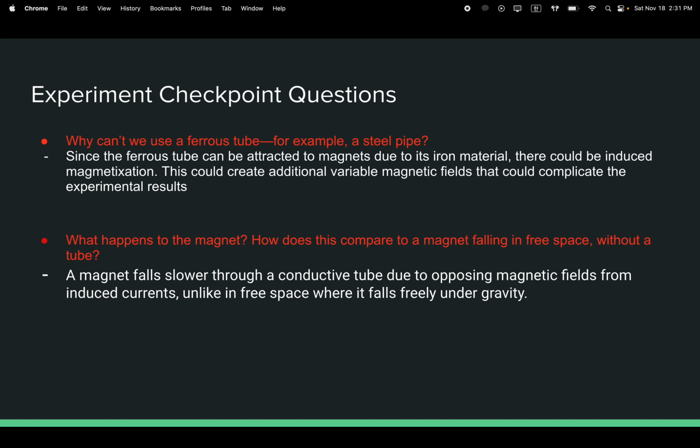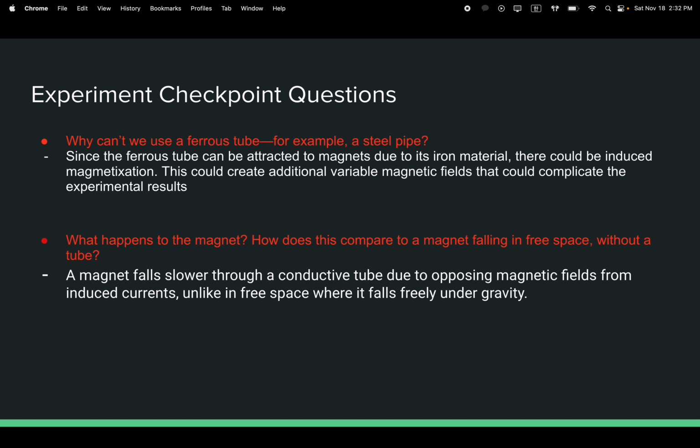Before I move on to the computational model, I'll answer these two checkpoint questions. The first question: why can't we use a steel pipe? Since the steel pipe can be attracted to magnets due to its iron material, there could be an induced magnetization, and this could create an additional variable of magnetic fields that would complicate the experimental results. I suspect it could make it fall more slowly or faster. In conclusion, this will complicate the experimental results and result in a different value.